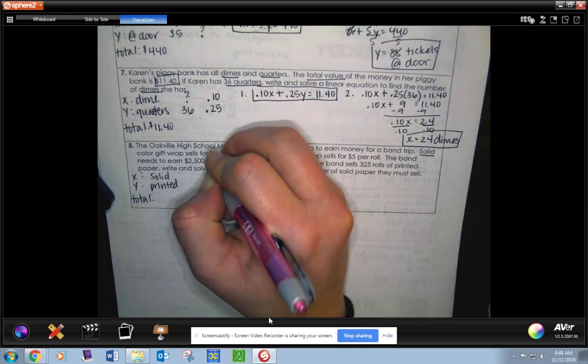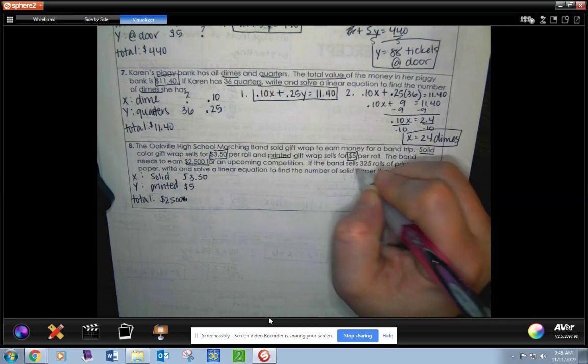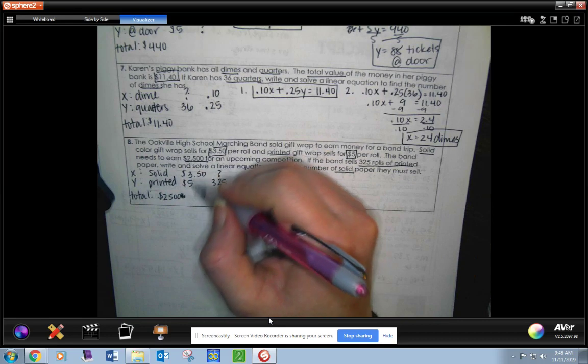Now I'm just going to read through here. I know that solid is 3.50. And I know that printed is 5. The band needs to earn $2,500, so that's my total. And the band sells 325 printed, so 325 printed. Find how many solid. I don't know solid, question mark. Okay, so you've got your 4 things with your one missing piece and your total. Make sure you use the column with both pieces there.